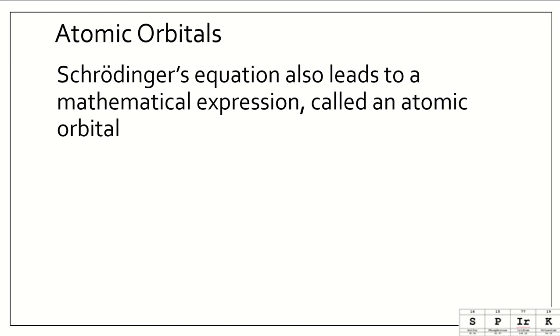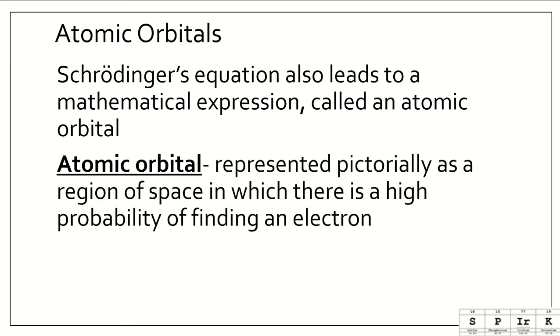Schrödinger's equation also leads to a mathematical expression called an atomic orbital. These are represented pictorially as a region of space in which there is a high probability of finding an electron. So like the electron cloud we just looked at, that showed us a map of where these electrons most probably are. An atomic orbital is basically the same thing, but because they are based on a mathematical expression, they are much more accurate than just a big overall electron cloud.